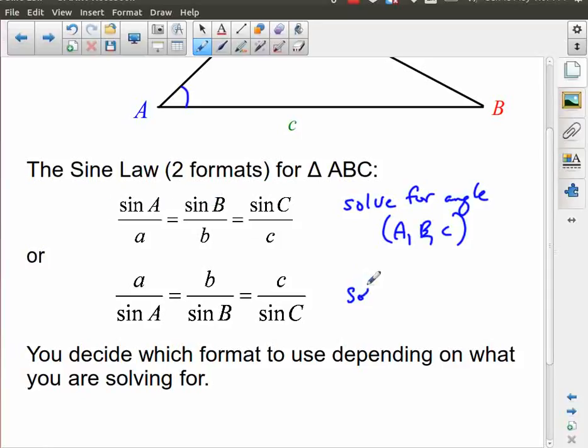If you are trying to solve for a side, then that would be lowercase a, lowercase b, lowercase c. Then you're going to want this form to solve for a side. But as I said, it doesn't matter so long as your algebra skills are sharp enough, you can use either form and it will be fine.